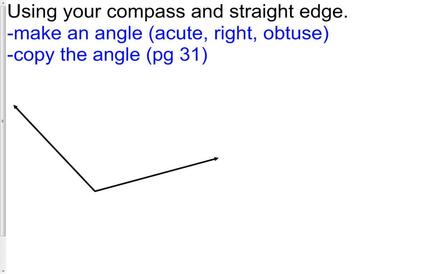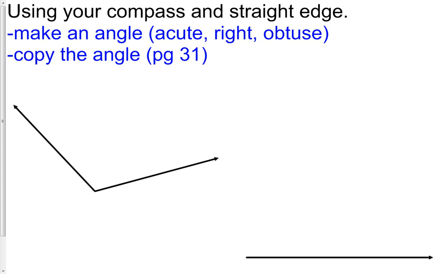The first thing we're going to do is copy this angle. The way we're going to copy this angle is by using our compasses and straight edges. So if you have one of those, please take that out. If you don't have one of them, please just watch, and then maybe when you get to class the next day, you can practice this on your own. So we're first going to draw a ray, and that's going to serve as one of the sides of our new angle. So there's a ray.